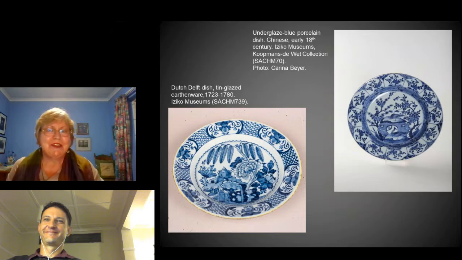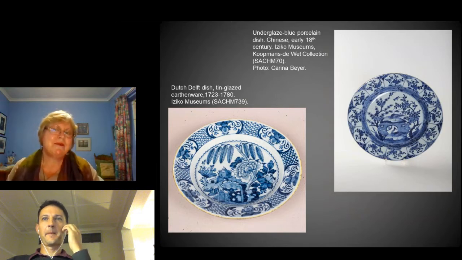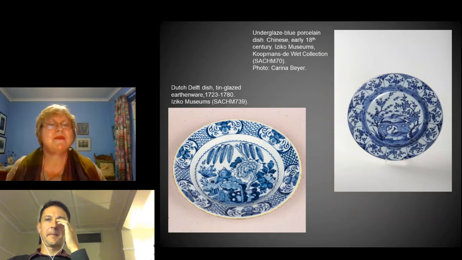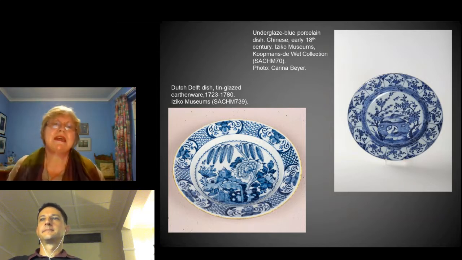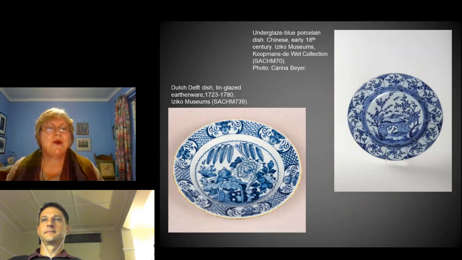I've just decided to have a Chinese plate from the Kangxi, the early 18th century, and just add in a blue and white Delft plate, just to show you that with the border designs and the central designs, there is something happening there. There's the influence. Of course, the Delft body was not porcelain, but it was earthenware covered with a tin glaze, all to look just like the Chinese examples.